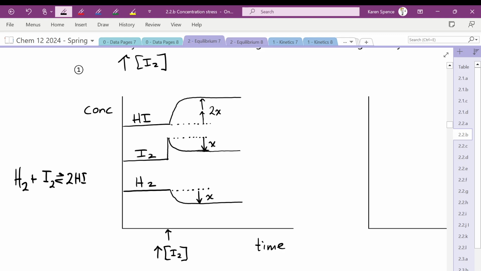Does your graph look something like that? What you should be looking for is to make sure there are no S-curves. You should make sure the change in HI is 2 times because we have a coefficient of 2. HI should be twice as much as the change in I2 and H2. You should make sure that the I2 ends up above where it started. And because we increase the concentration of I2, we are going to be shifting to the right. We always shift away from an increase in concentration.